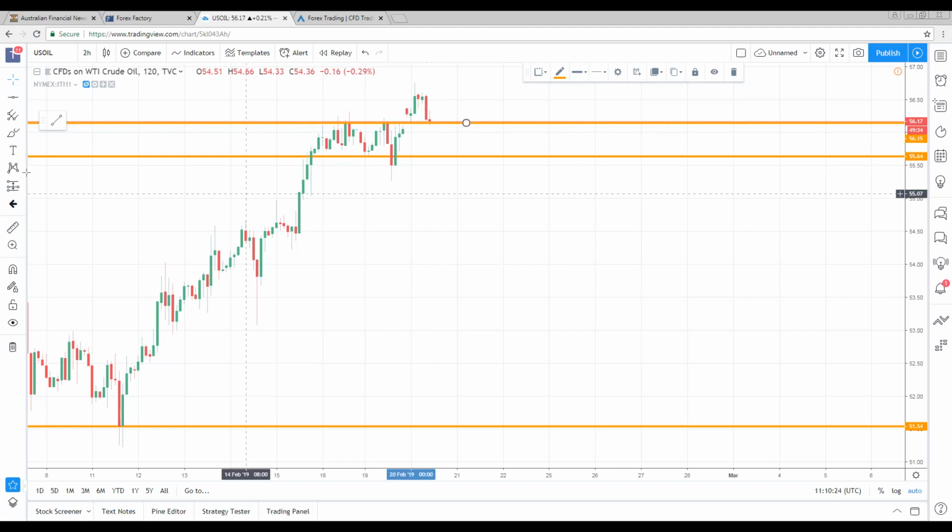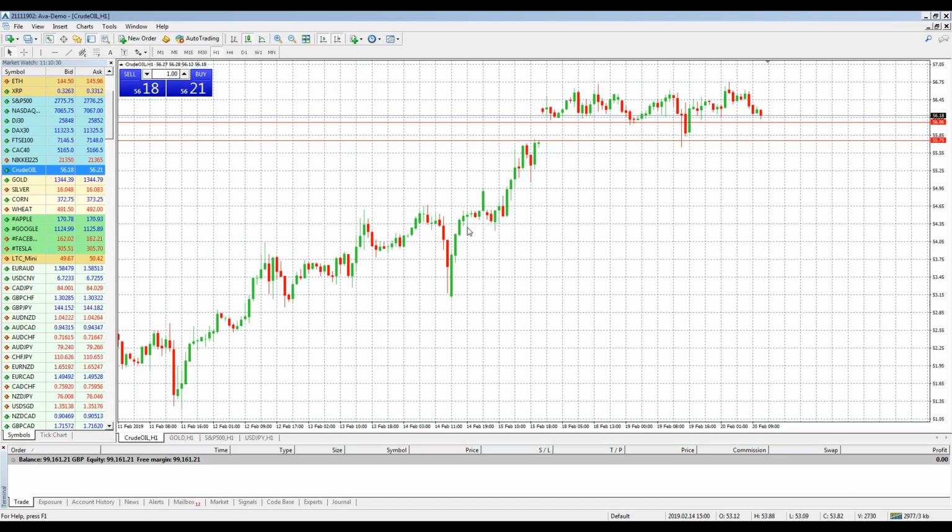Okay. All right, so let's go back to the MT4. Any questions on oil in terms of the technical analysis of what we just looked at? Pending orders for making moves based on the technical analysis, or any fundamental questions?